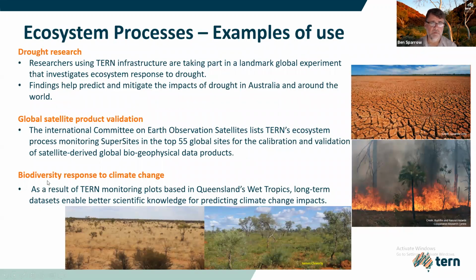Some examples of use is that this infrastructure is used widely for drought research. So there's a global experiment called DroughtNet that many of these sites are feeding into to understand how ecosystems right across the globe respond to drought. And some of the findings there help to predict and mitigate impacts of drought in Australia and around the world.